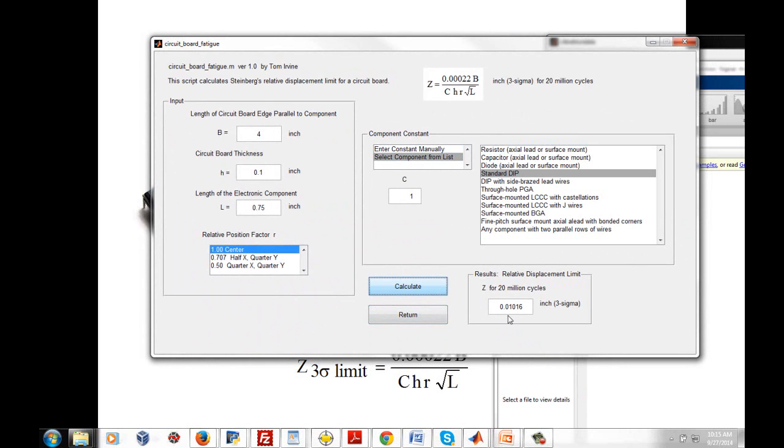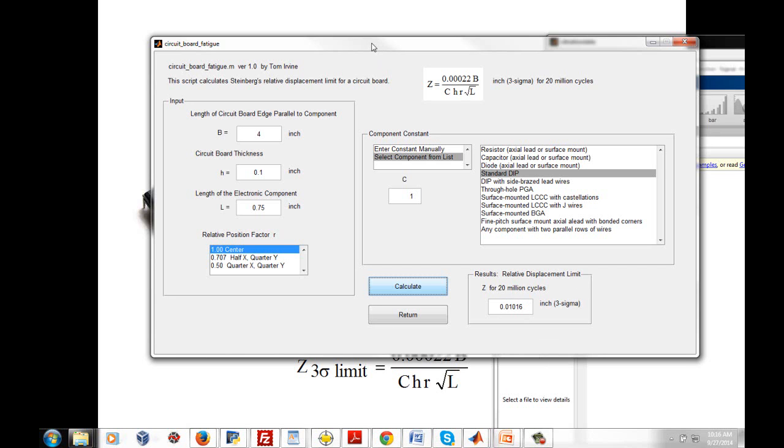Down in this box we have the 3 sigma Z, the not-to-exceed limit for 20 million cycles. And if we round off just a tad, that's 10 thousandths of an inch. So that's for the center of the circuit board. It can have a relative displacement up to 10 thousandths of an inch. And that's to allow that piece part to withstand 20 million stress reversal cycles referenced to the natural frequency.